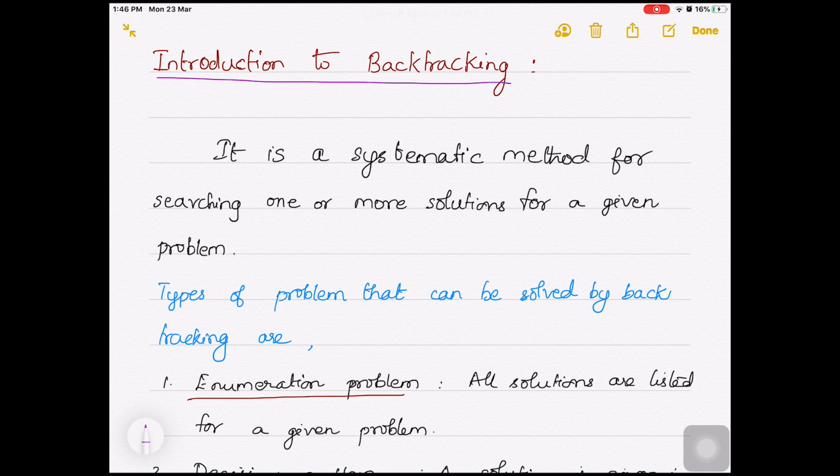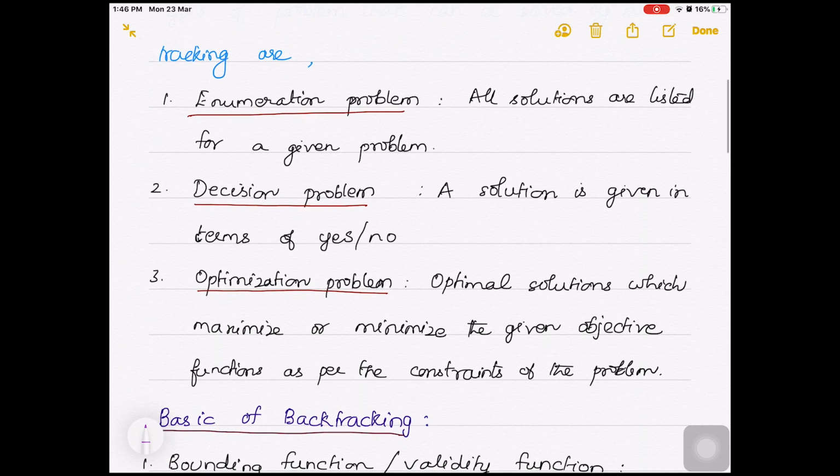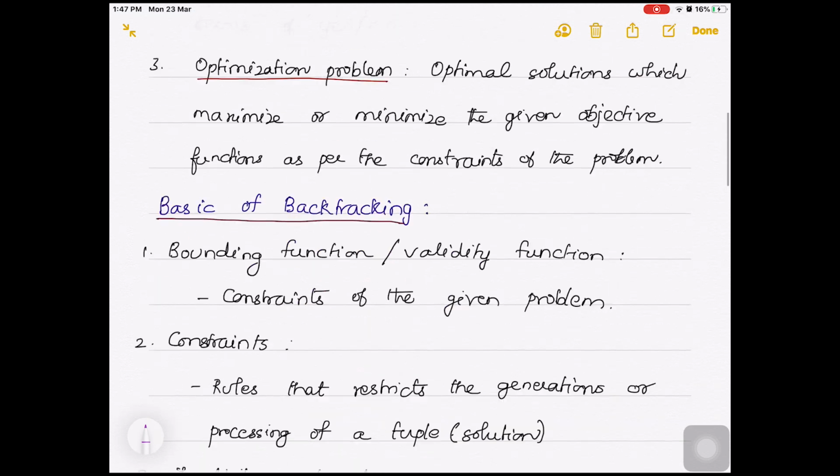Let us see the types of problem that can be solved by the backtracking technique. The first one is the enumeration problem, where it finds all solutions for a given problem. Second is the decision problem. Here the solution is given in terms of yes or no. Third is the optimization problem. Here the optimal solution is found, which maximizes or minimizes the given objective function as per the constraints of a given problem. And now let us see about the basics of backtracking.